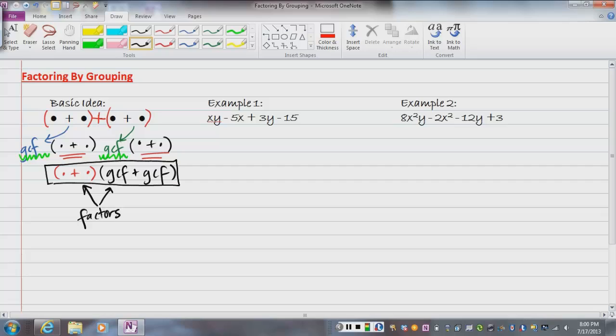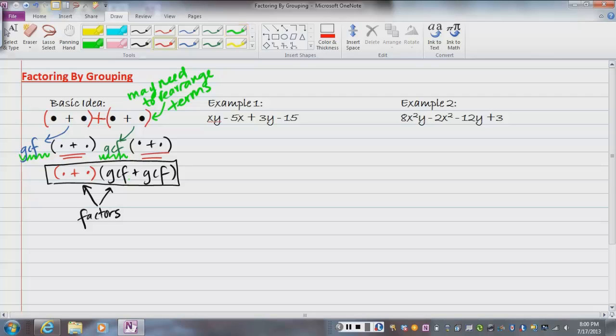One thing, if you find that these two binomials are not the same, you might want to come up to the very top and rearrange. You might need to come up here and rearrange your terms and try it again. So let's go through an example.